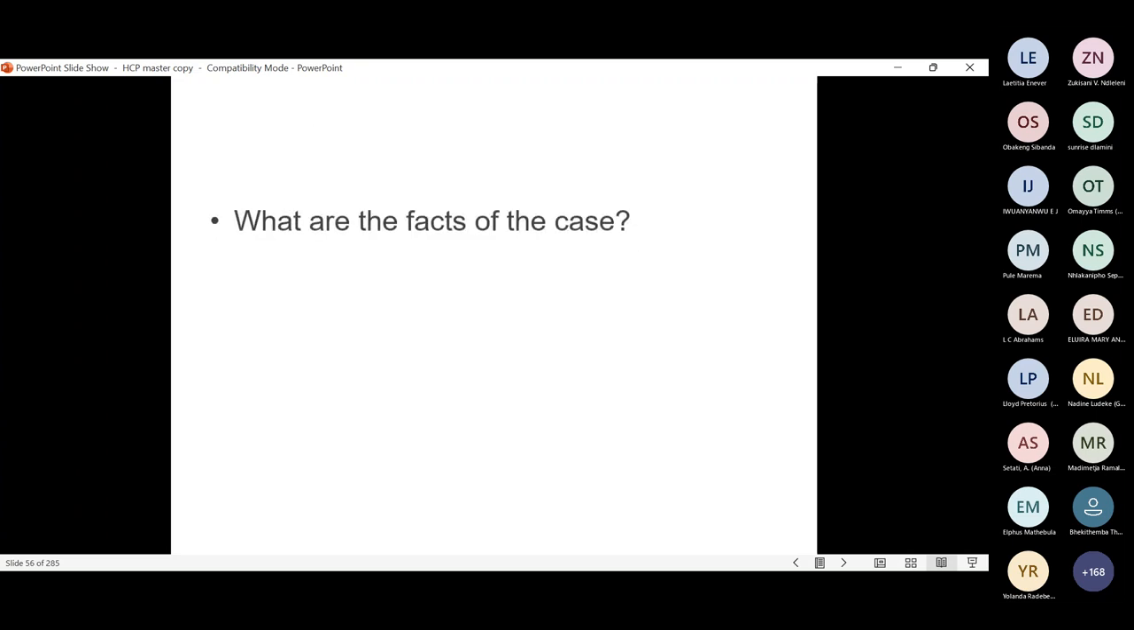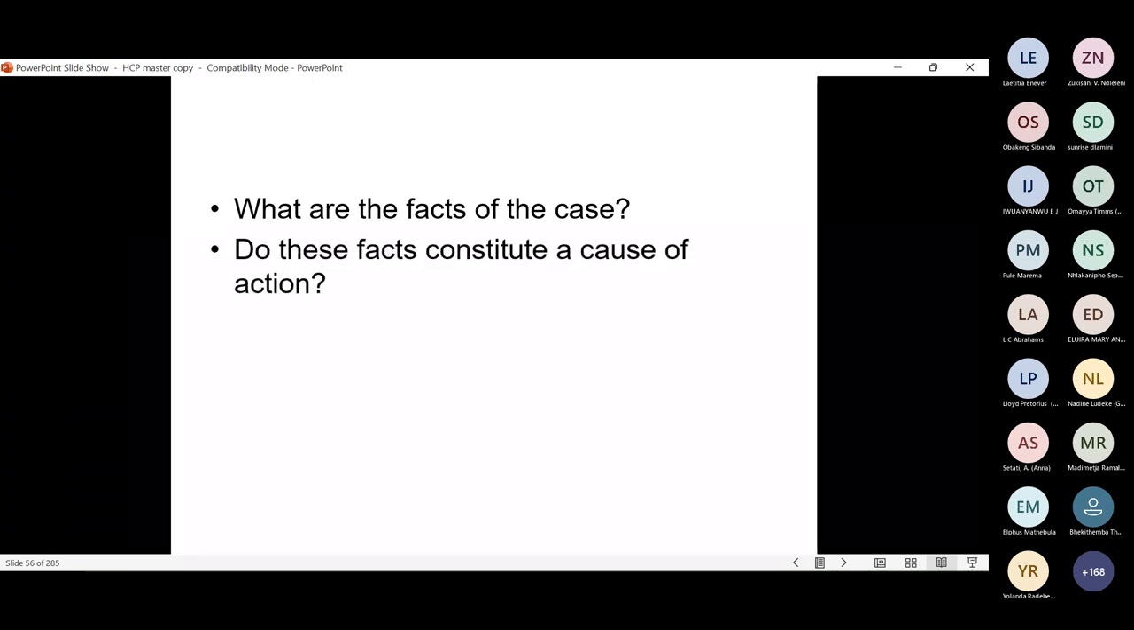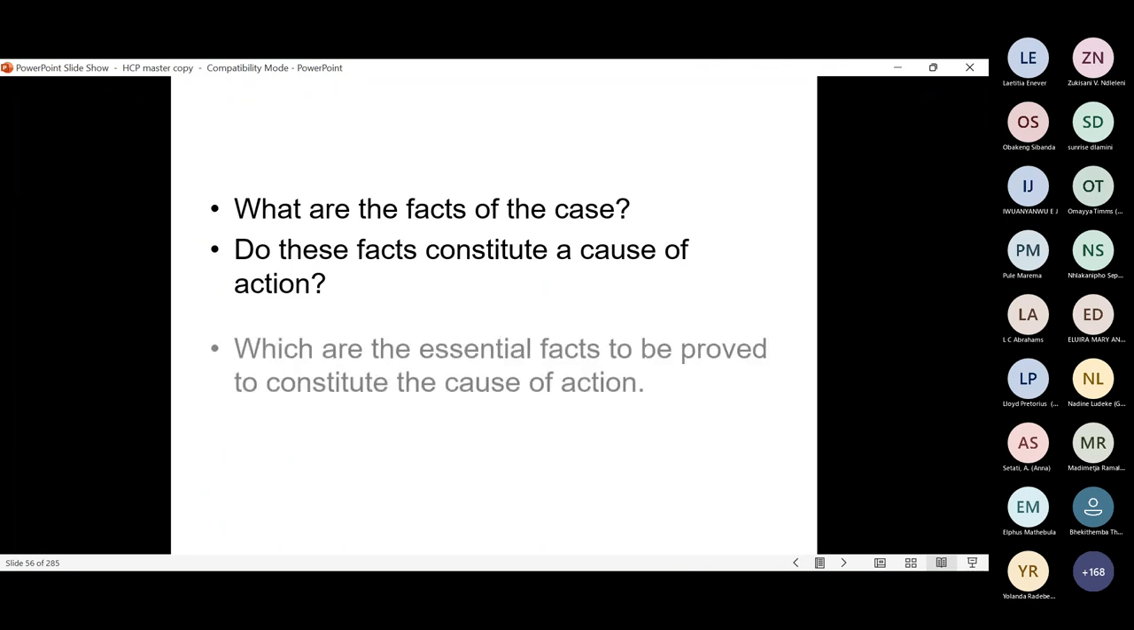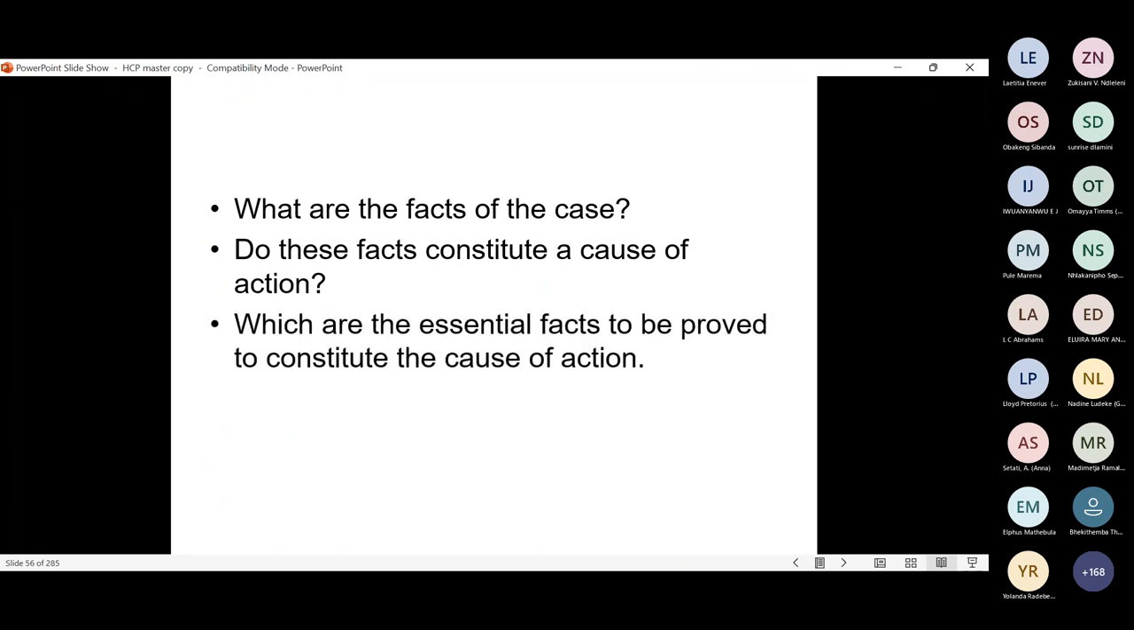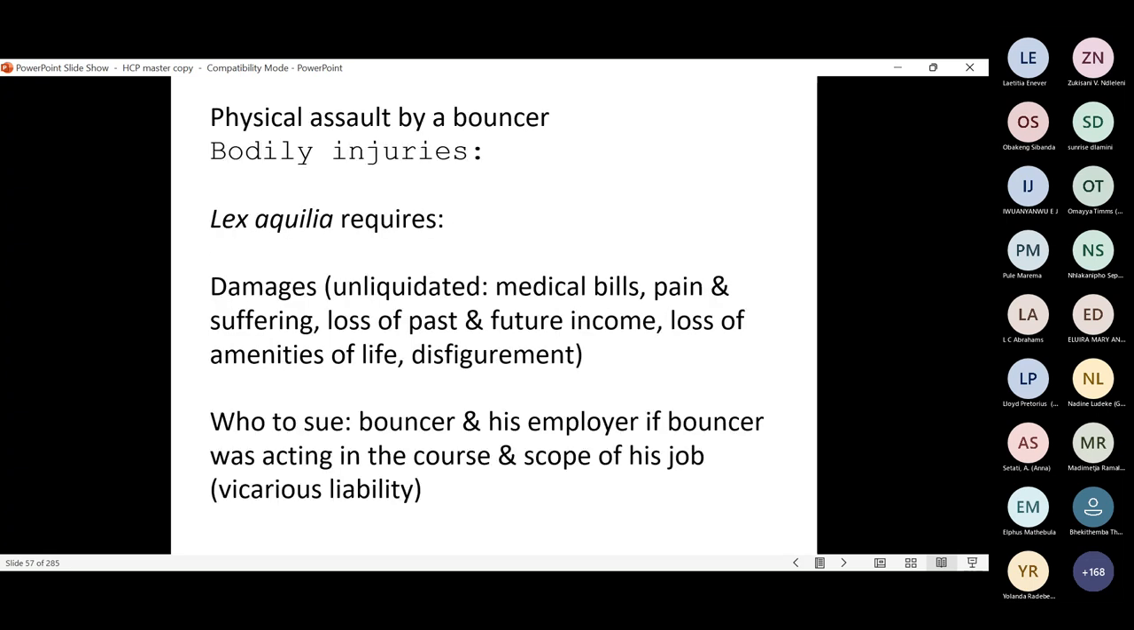I'm just going to mention a few more, if I still have time. So you look at what are the facts of the case. In your consultation, we are still in our consultation. What are the facts of the case? Do these facts constitute a cause of action? And which are the essential facts to be proved to constitute the cause of action? So this is how we think while our client is telling us the story and how we fill the gaps.